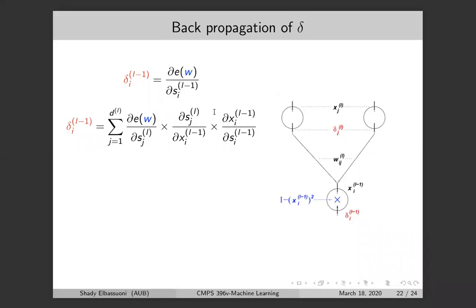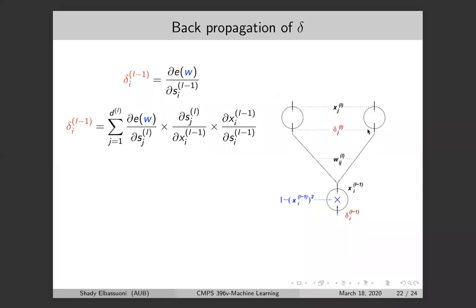times the partial derivative of the signal with respect to X_i of L minus 1. So this by this, times the partial derivative of the X_i of L minus 1 by S_i of L minus 1. Now I have a summation here because this neuron feeds into all of these neurons. So I have to do a summation over all of them.